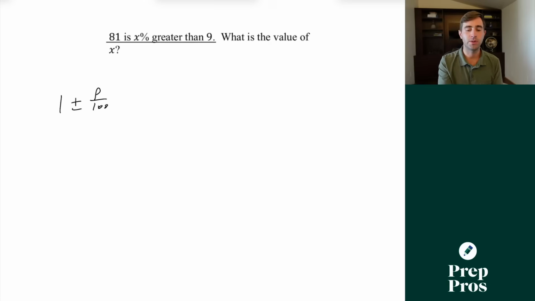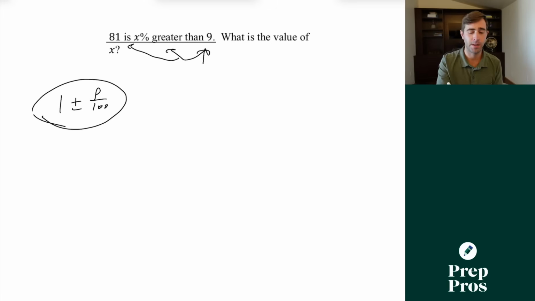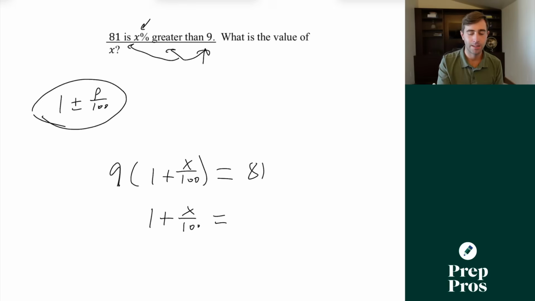So what the question is really saying here is 9 times what percent increase is equal to 81, so we can just use this formula. We can do 9 times 1 plus x over 100, where we're solving for x percent, is equal to 81. We'll divide by 9, we'll get 1 plus x over 100 is equal to 9. We'll subtract over the 1. We get x over 100 is equal to 8. Therefore, x is equal to 800.